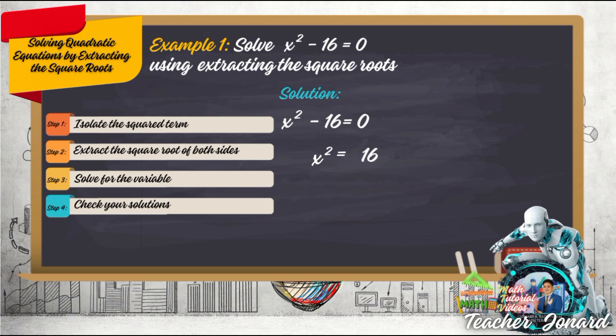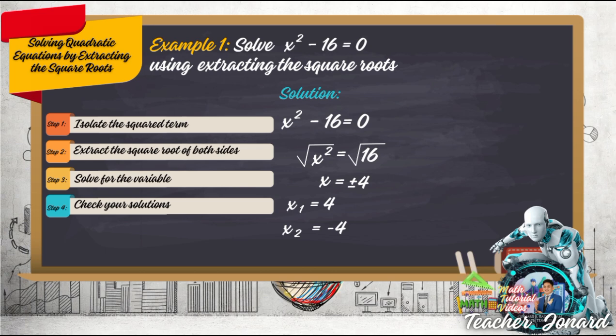Then apply the second step, extract the square root of both sides. We have the square root of x² is equal to the square root of 16. The square root of x² is x, is equal to the square root of 16, which is positive or negative 4. Then apply the third step, solve for the variable. So, x₁ is equal to 4 and x₂ is equal to negative 4.